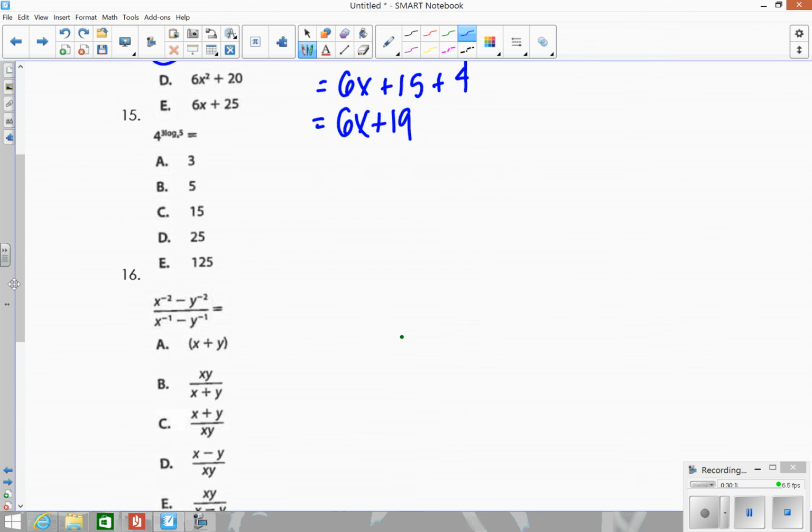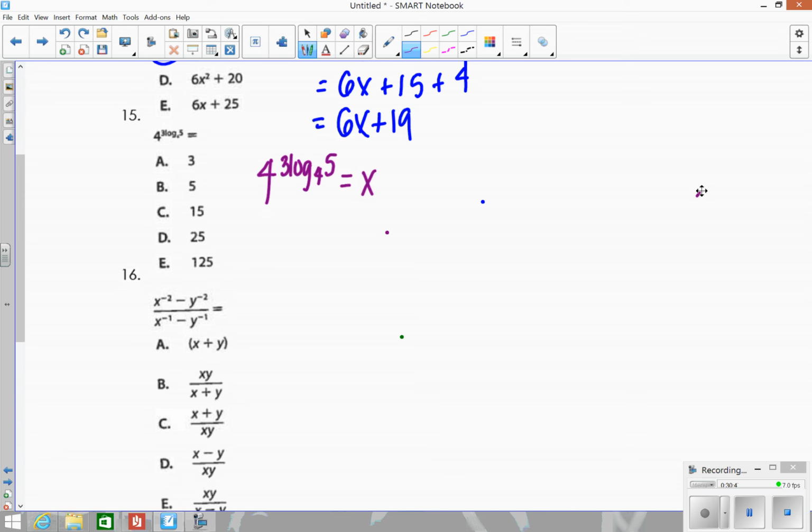The next one here is using log properties. So the first thing is we're trying to figure out what this is. The first thing that I would recommend doing is rewriting this and setting it equal to x, because we're trying to basically figure out what this is equal to. So this is 4 raised to the 3 log base 4 of 5. I'm trying to figure out what that equals, so I'm just going to let that equal x.